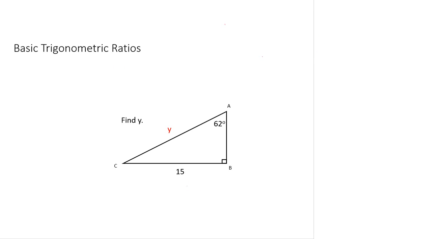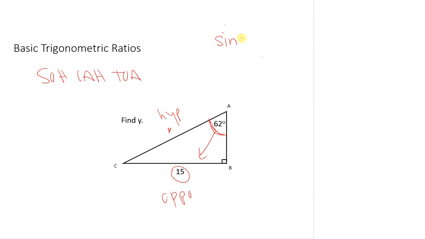One more. Again, we have a right angle triangle. No problems then. We can use our basic trig ratios. So I write down SOH CAH TOA. We're given angle A. We know that it's 62 degrees. We know the opposite side. And we know in this case that we want to find the hypotenuse, which is y. Well, opposite, hypotenuse, we know we're dealing with sine this time.